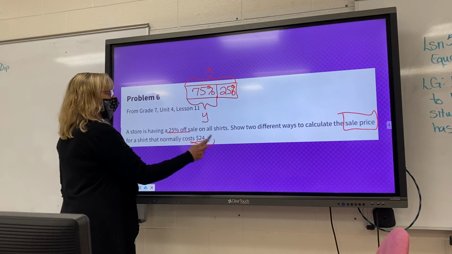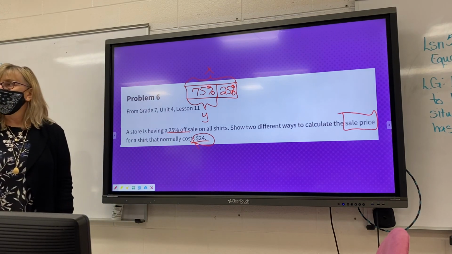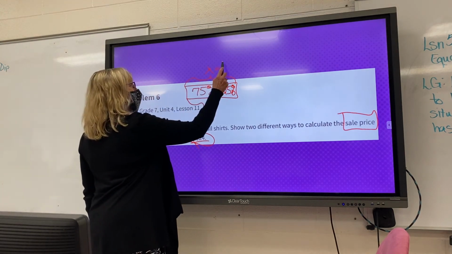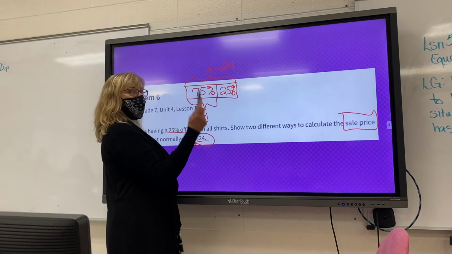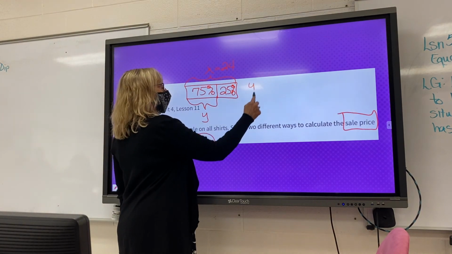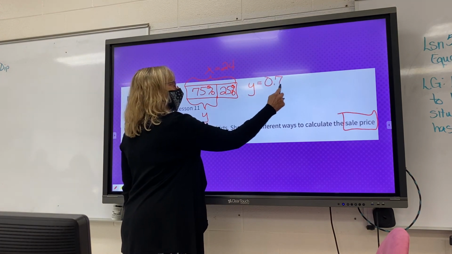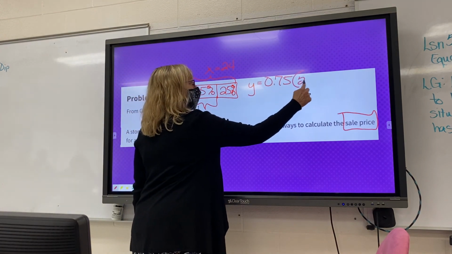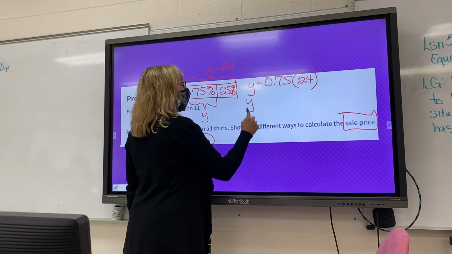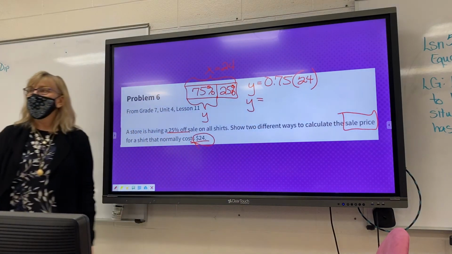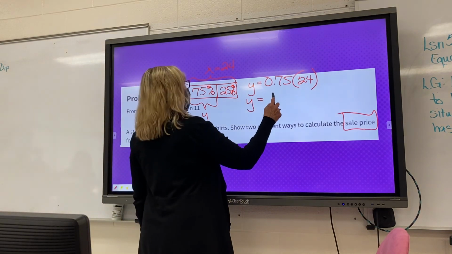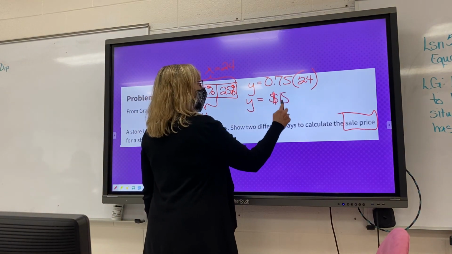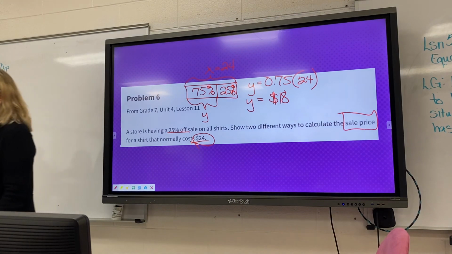Okay, what is the 24? Is that X or Y? That's X, that's what it cost originally, that's the 100%. So Y is what percent of X? Y is 75% of X. Take out your handy dandy calculator. 18. So the sale price is $18. There's one way to do it.